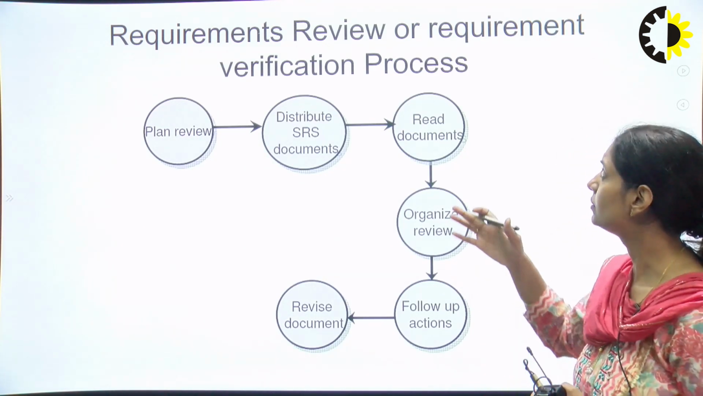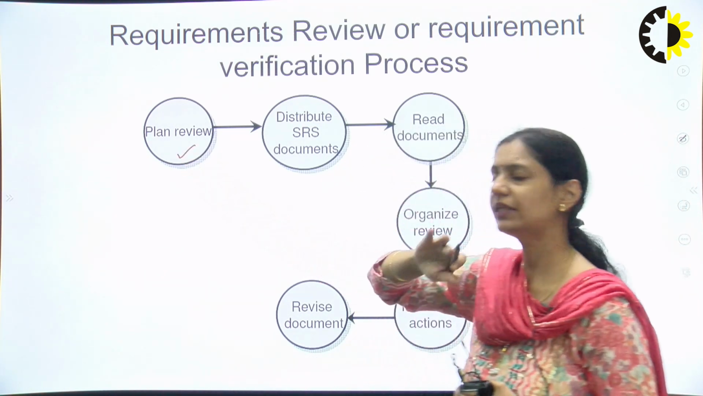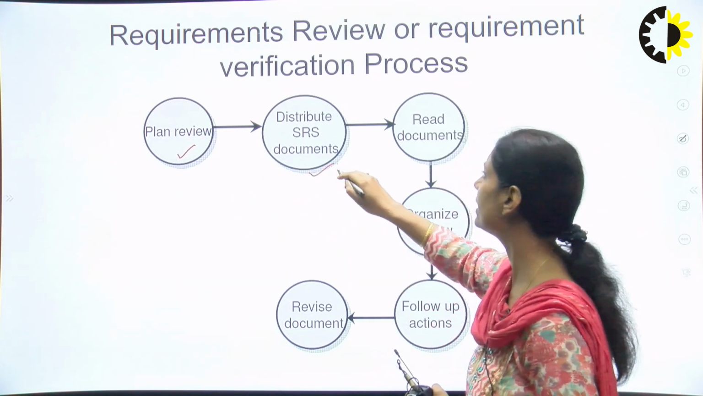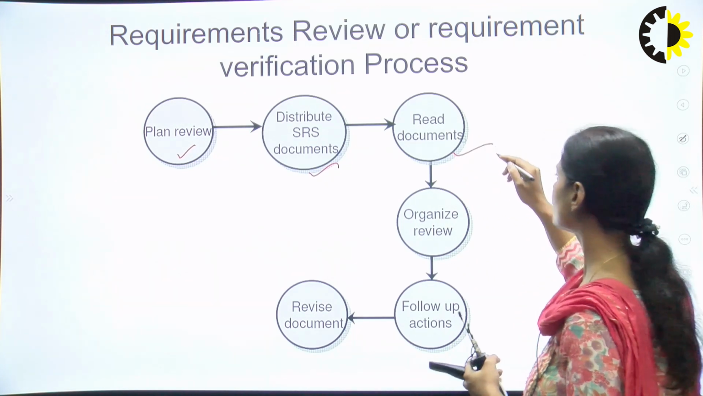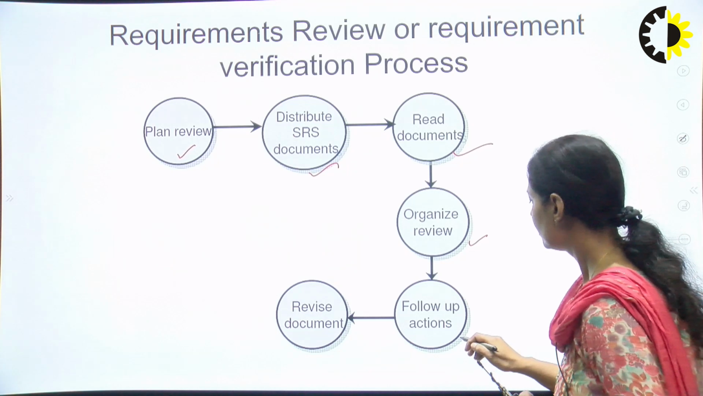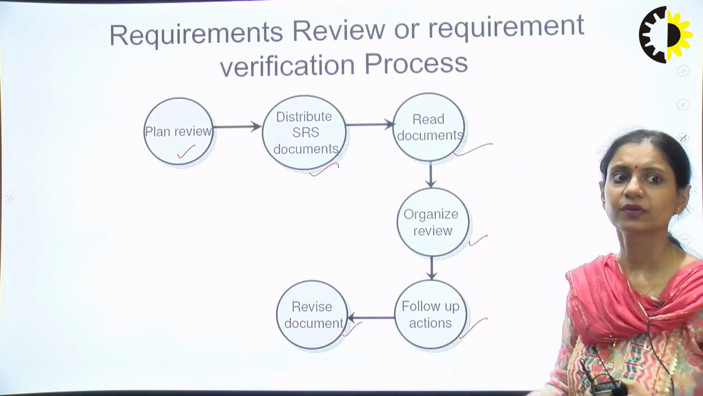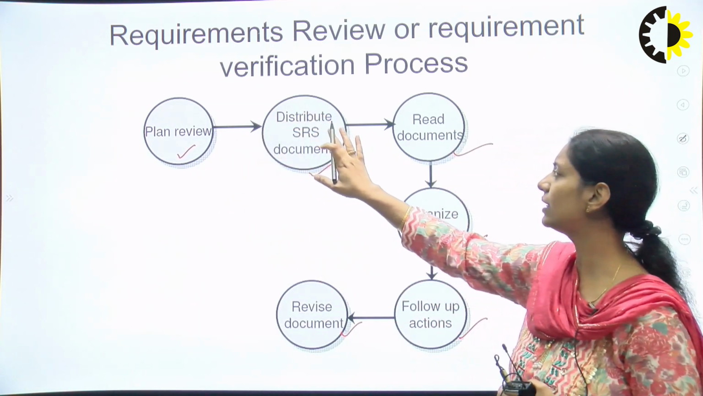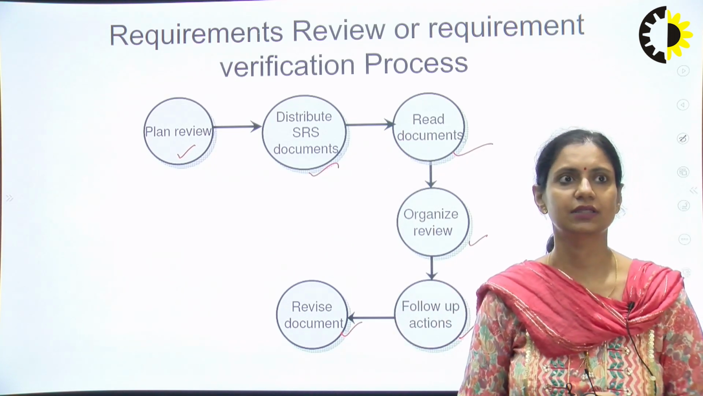If we talk about the process, we plan a review. Once everything is done in the previous stage, we plan a review, then we distribute the SRS documents to everyone. Everyone reads those documents, and the reviews are organized. The actions are followed up and then the document is revised. Once the document is revised, at a later stage, again the planning takes place, then the reading and the rest of the steps. Thank you.